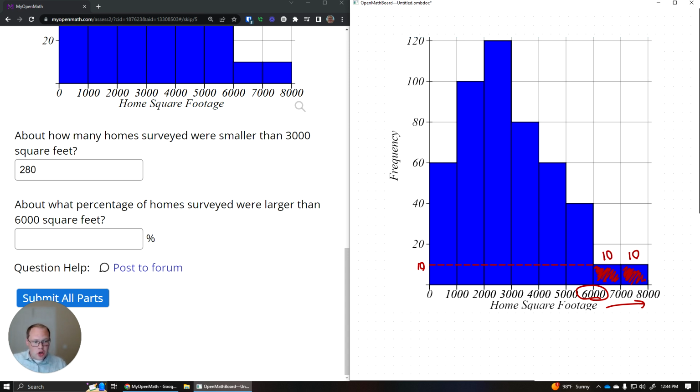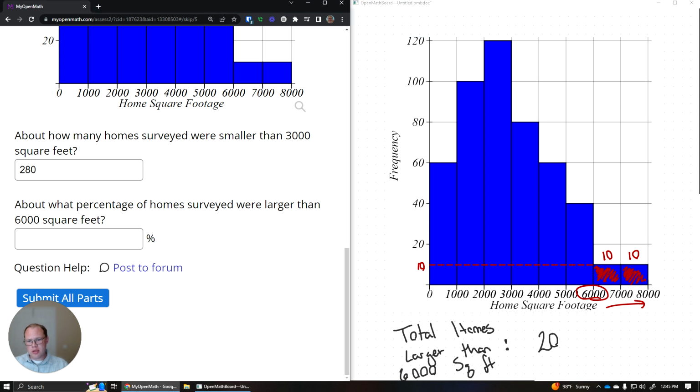Okay? So the total homes larger than 6,000 square feet. The total is 20, the 10 plus the 10, okay? But that's not what it's asking. It's not asking the total. It's asking the percentage. So how do we find a percentage? Well, we need to find the fraction or ratio or proportion and then multiply by 100, right? Move that decimal point over.